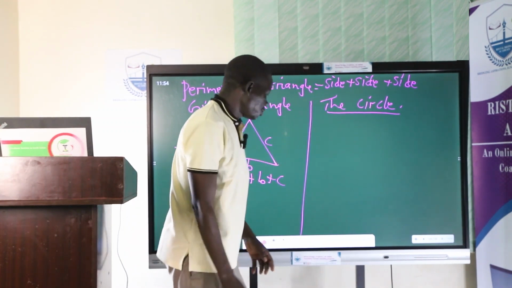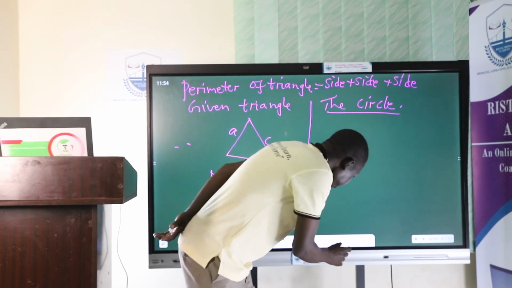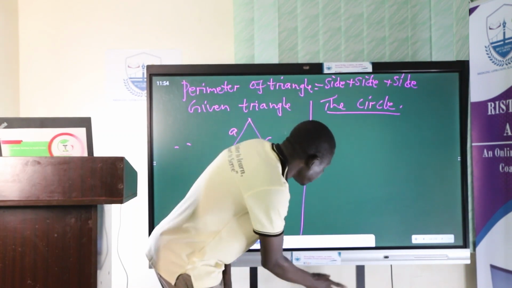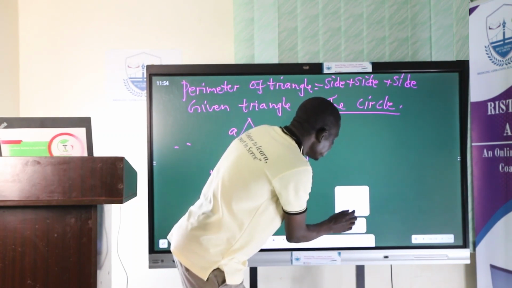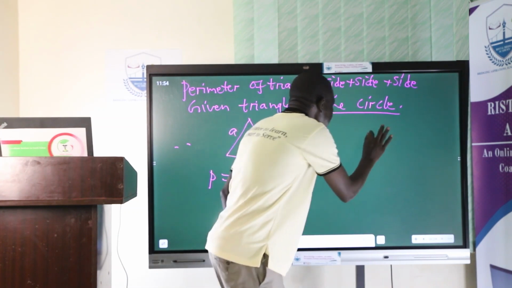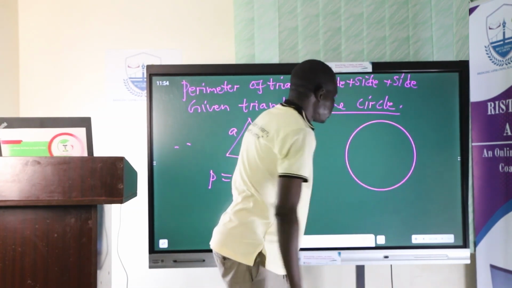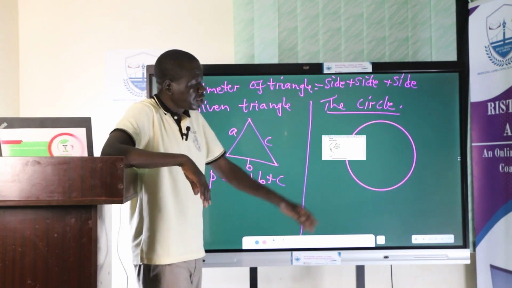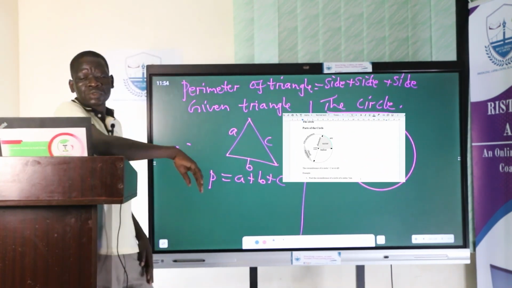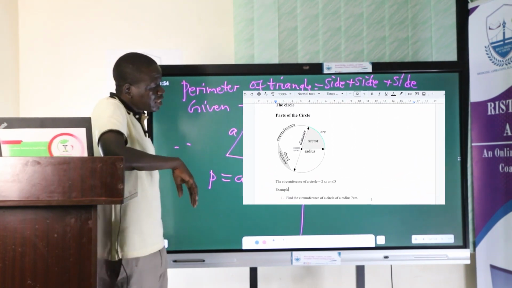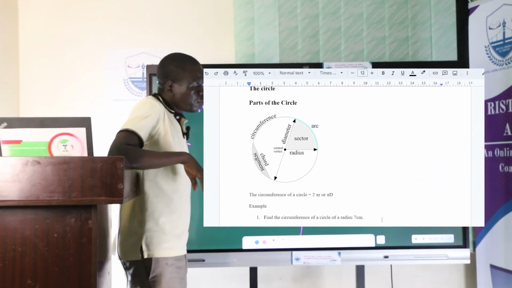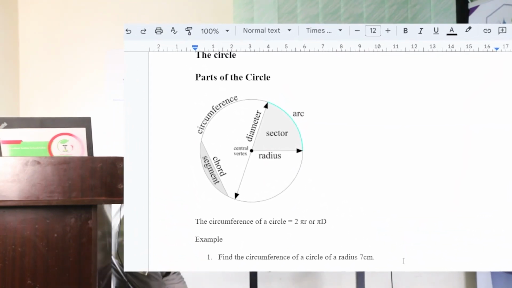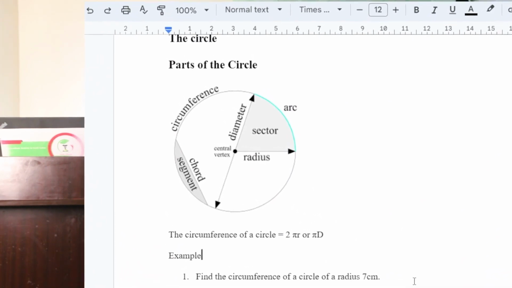However, if we are to give the right figure or the right diagram of the circle, we find that this is how it looks like. That's how the circle looks like. Rounded, shaped figure. So, we can look at parts of the circle. Now, the circle consists of so many parts as we are going to look at.